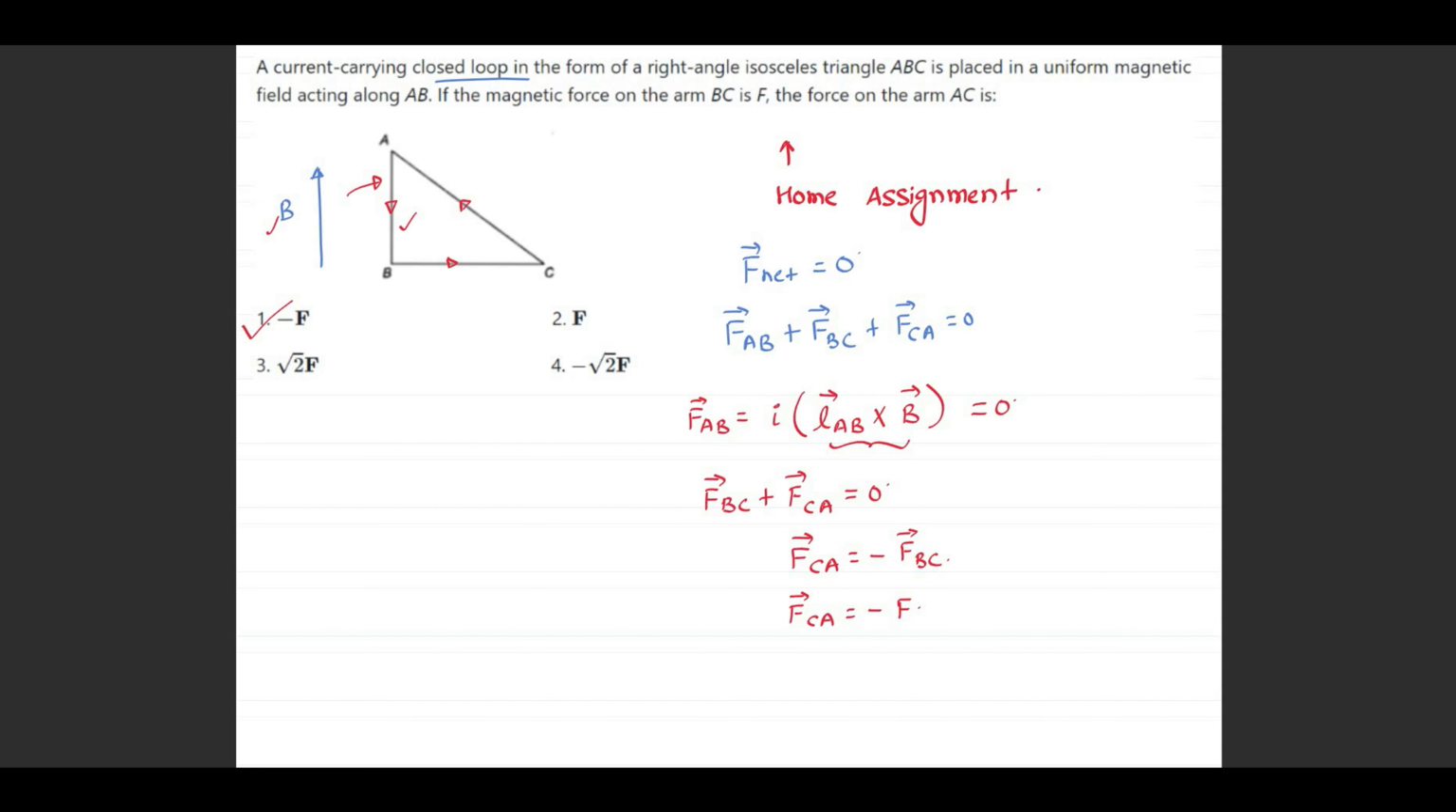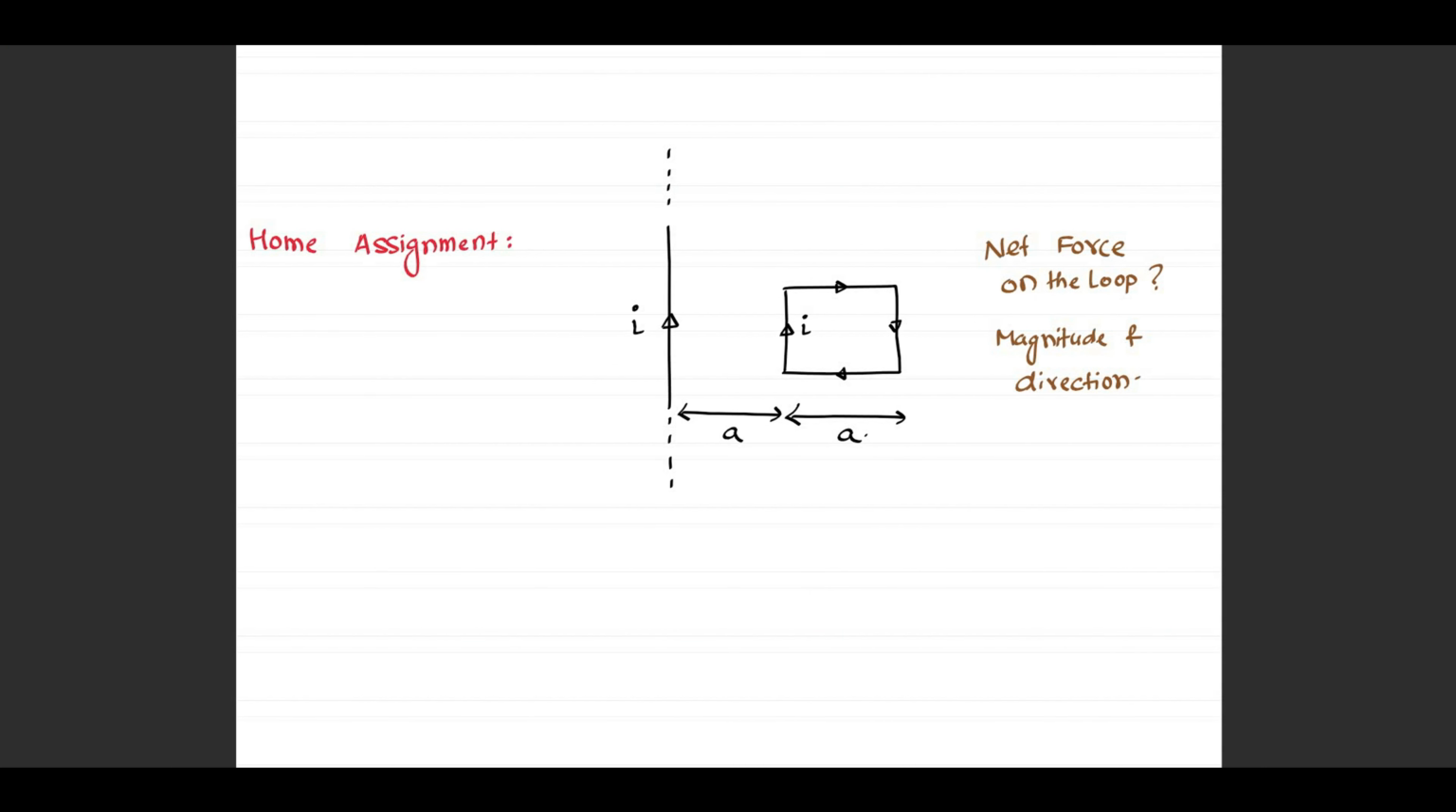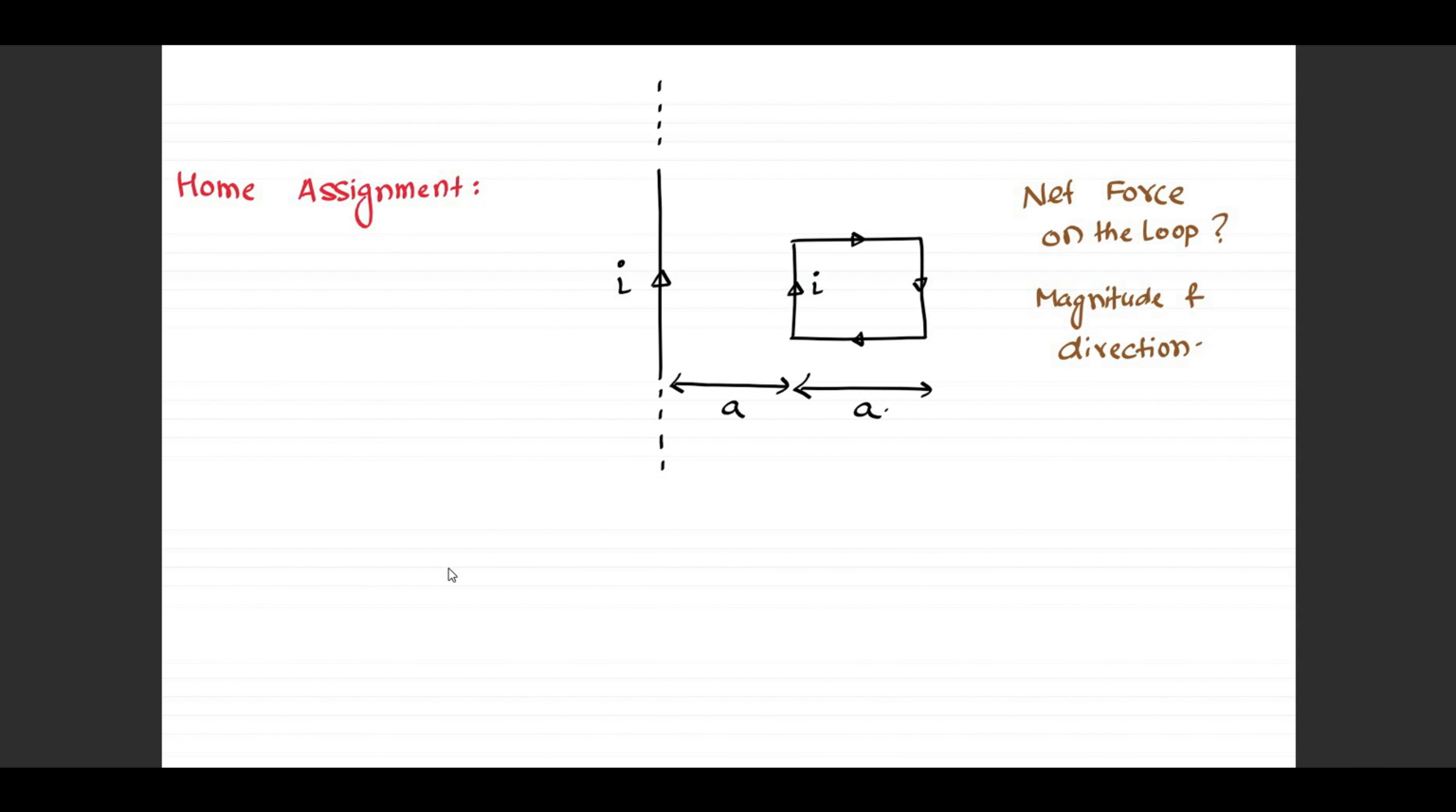Okay. Let's move to the next one. Now if you look at this, I have to find out net force on the loop. So I have to find out net force on this. I can break this segment into two parts, 1, 2, 3 and 4. Now what happens at 2 and 4? Let's try to understand.